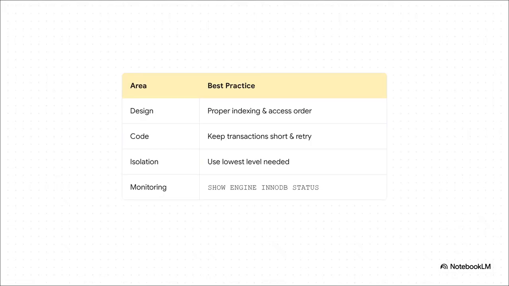So let's pull this all together. It's really a multi-layered strategy. You start with smart design. That means using indexes and having a consistent access order for your data. Then you write resilient code with short transactions and that all-important retry logic. You configure the right isolation level for what you need, and you monitor everything to catch issues before they become major problems. It's all about being proactive at every single level.